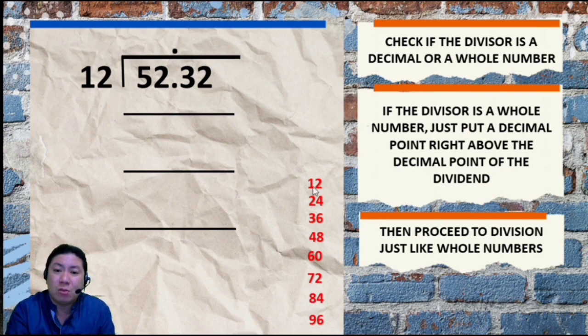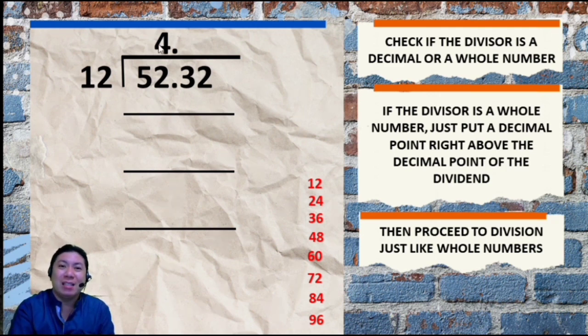So, if we're going to use 36, may mas malapit pa doon, hindi ba? If we're going to use 4, that gives 48. If we're going to use 5, 60. Lagpas na, no? So, it is higher than 52. So, it's not the answer. So, our answer is 48, no? Pero ang pinakasagot natin, ang quotient natin is 1, 2, 3, 4. 4. Nasundan ba?